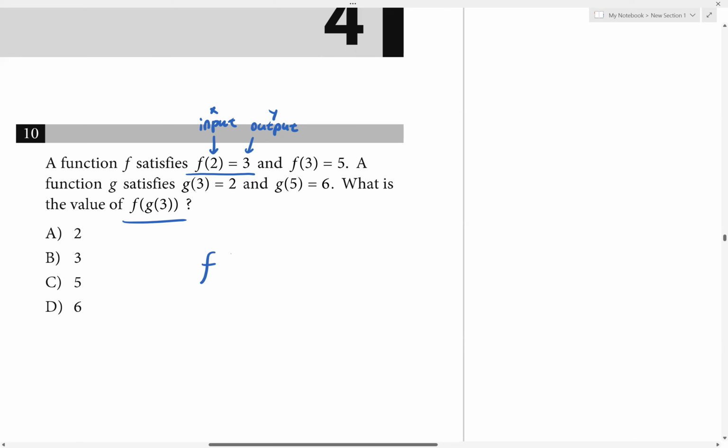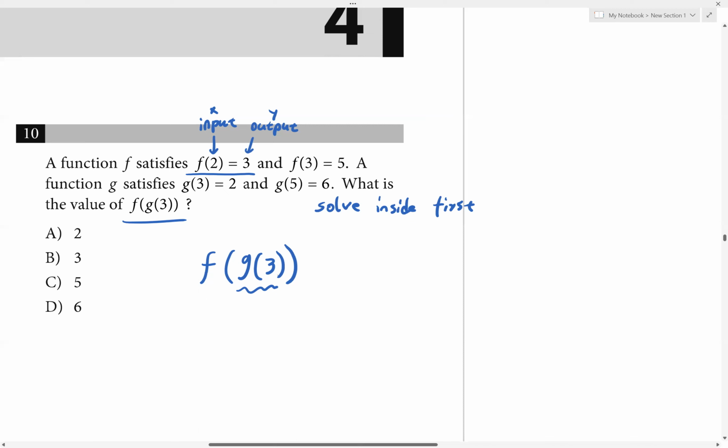So we're trying to solve f of g of 3. For a composite function, we always want to start solving from the inside. So solve the inside part first. What's the inside part? Well, that's g of 3. It's not g times 3. This is g of 3 as a function.